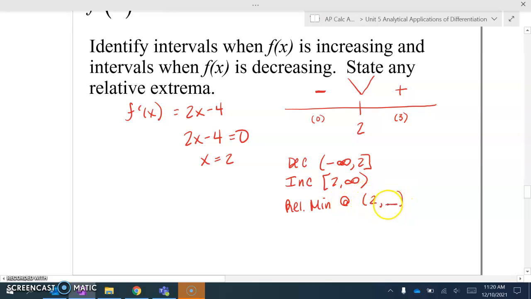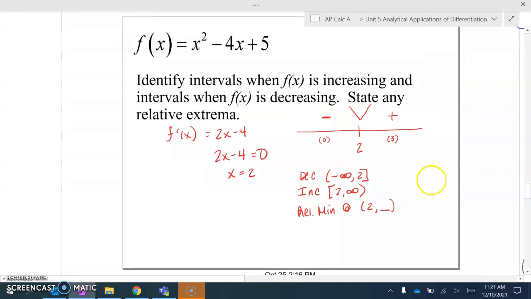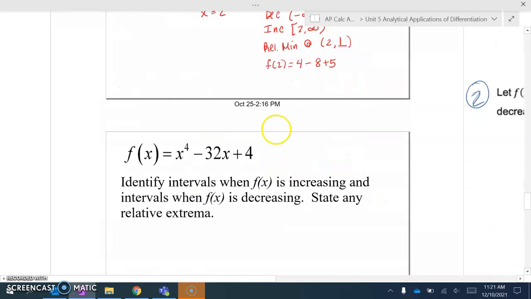Now, if we wanted to find the whole ordered pair of that minimum, we would plug 2 back into the original to get the y value that goes with that point. So when we do that, we get 4 minus 8 plus 5, so we get out 1. Okay, let's look at another one.